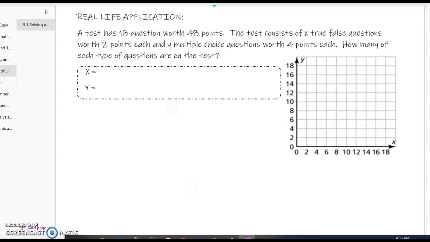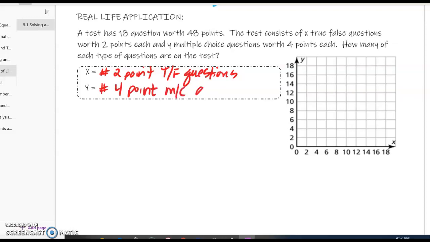So give a variable statement. So x is going to be the number of 2-point true-false questions. Okay, please remember to be specific with your variable statements. And then y is the number of 4-point, I'm just going to say multiple choice questions. Okay, so we need to write a system of equations to represent this real life problem. So that means we need 2 equations and 2 variables.